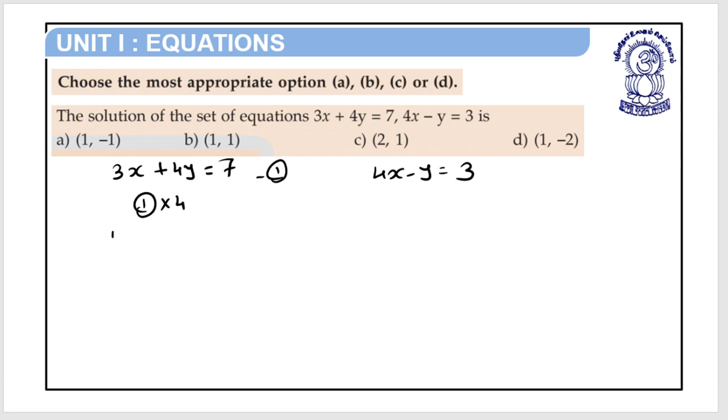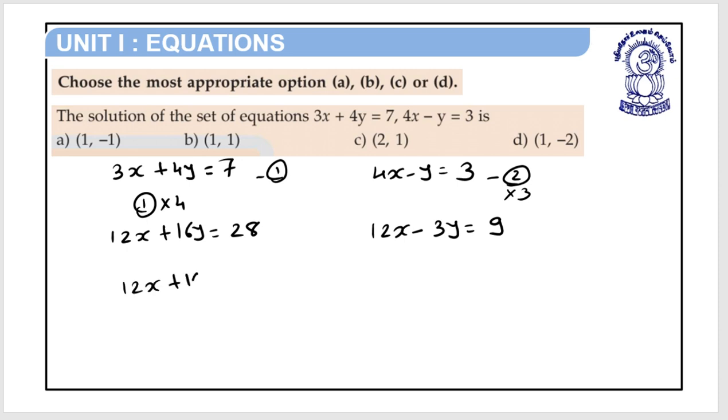4. 4 3s are 12x plus 4 4s are 16y, 4 7s are 28, and equation number 2 multiply with 3, so eliminating x we require equation 2 multiplied with 3. So 4 3s are 12x minus 3y, 3 3s are 9. Now 12x plus 16y is equal to 28 and 12x minus 3y is equal to 9.